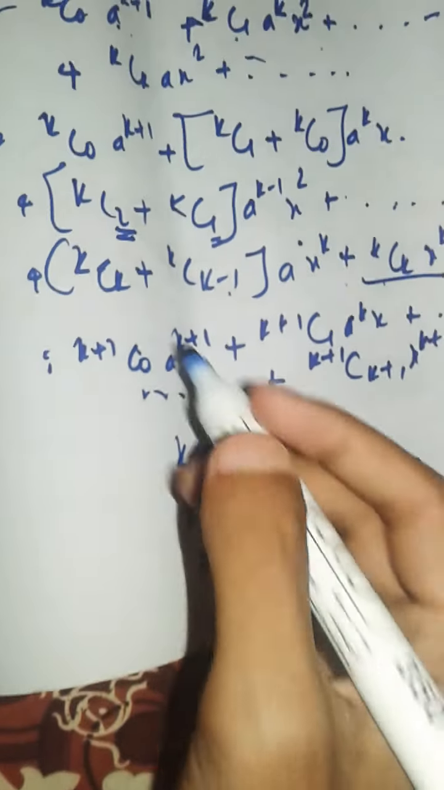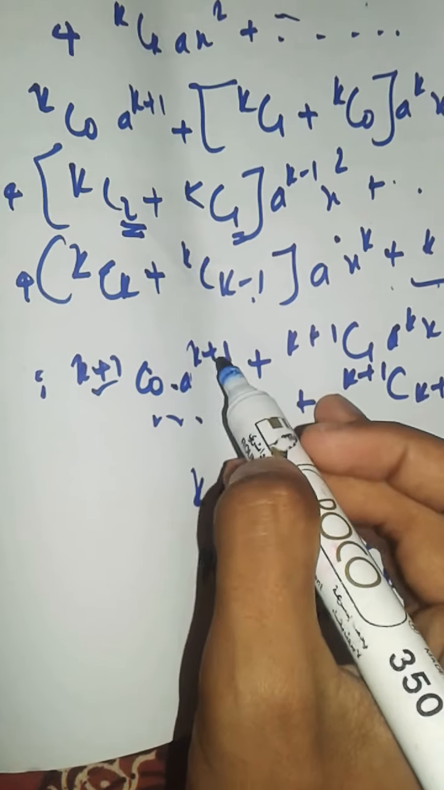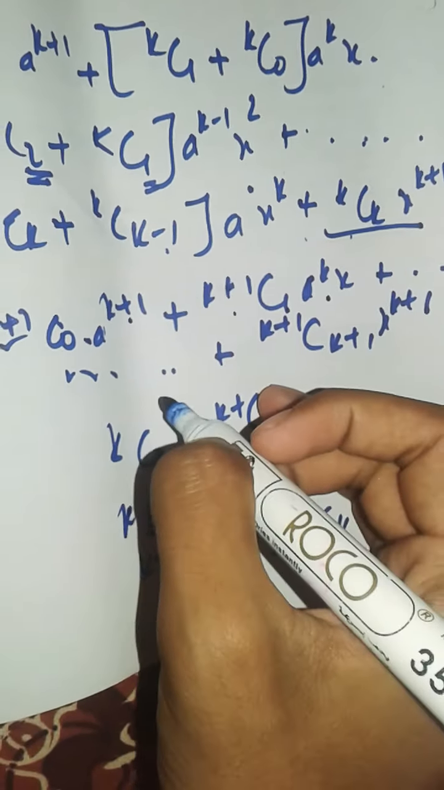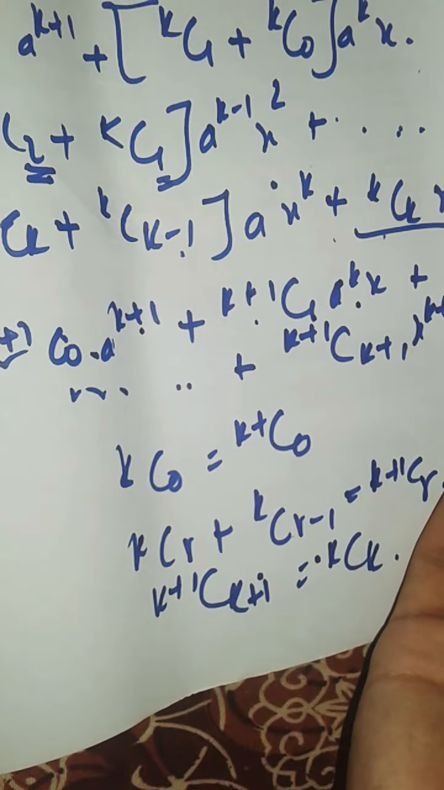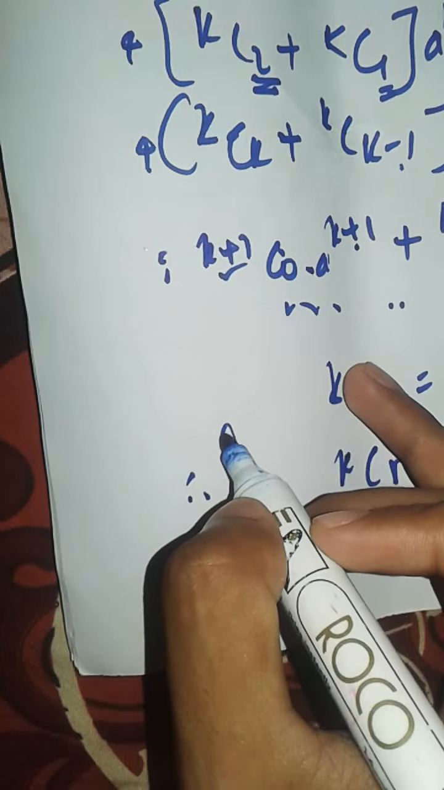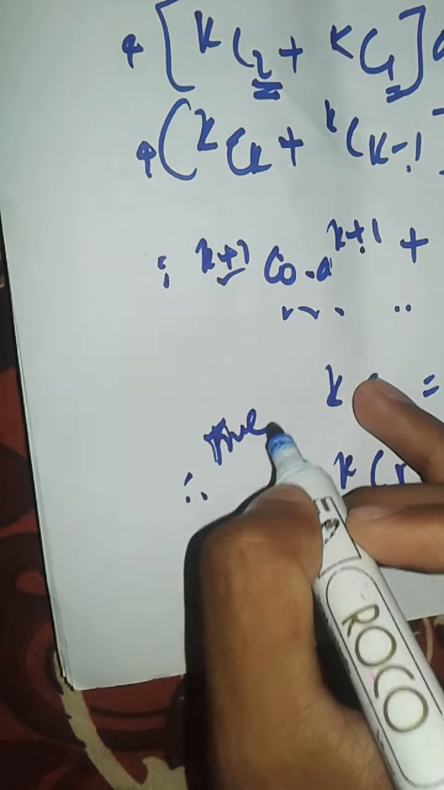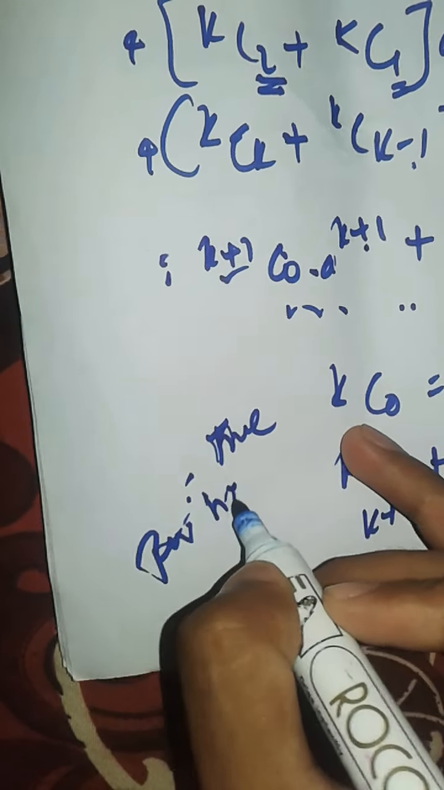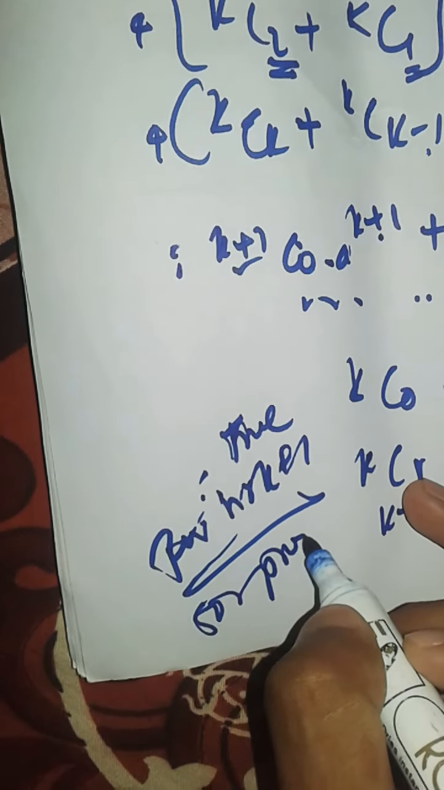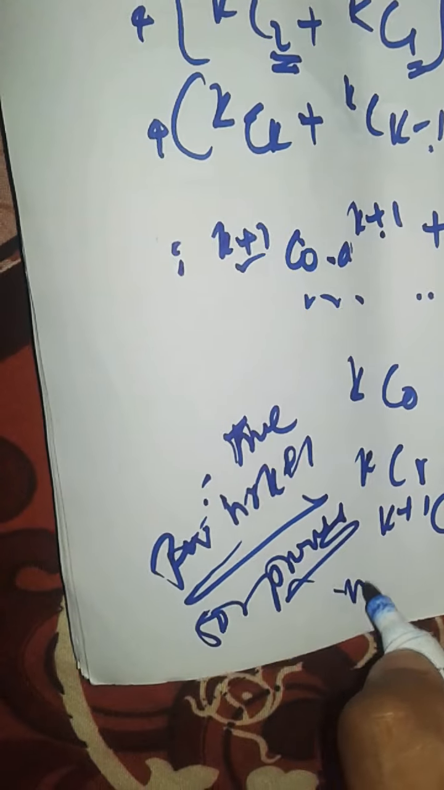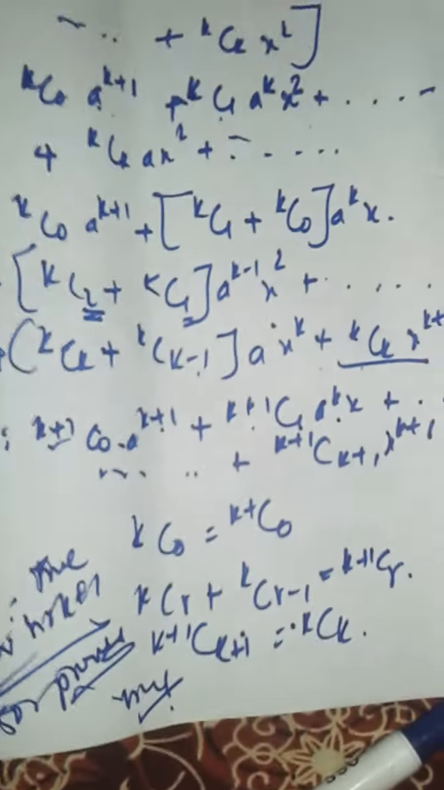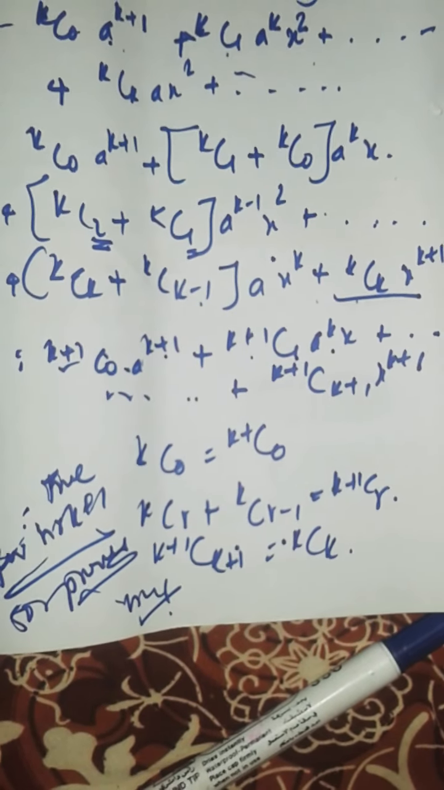As you can see, instead of k we are getting k + 1 in each and every factor. So we can say that it is proved by mathematical induction. Therefore, as it is true for n equals k + 1, it is proved by mathematical induction. In this way you will prove the binomial expansion using mathematical induction.